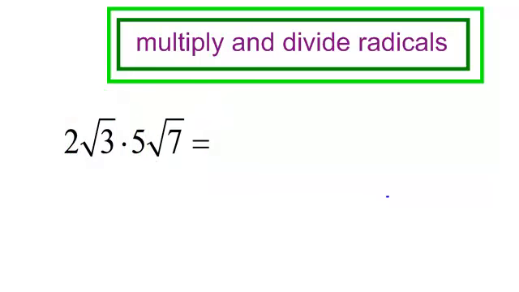2 radical 3 times 5 radical 7. I can multiply 2 times 5. I will get 10. Radical 3 times radical 7 is radical 21. Now, if I can break down 21 and simplify it, I would. I cannot break it down into anything that's a perfect square, so I am done.